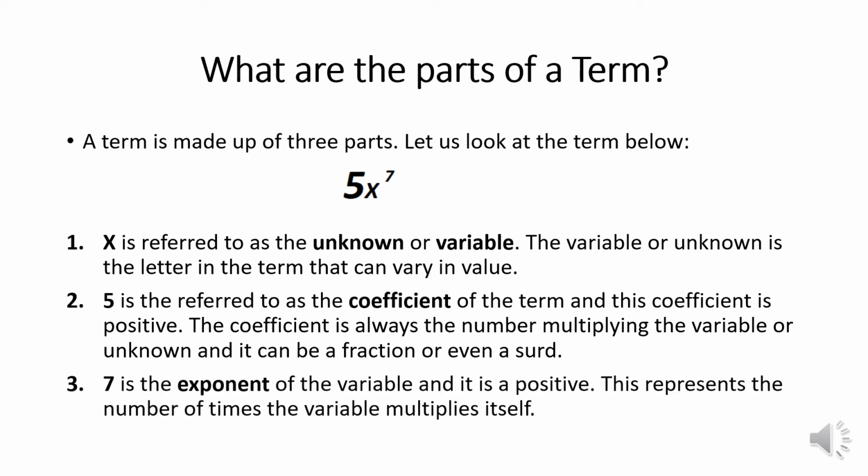Right. 7 is the exponent of the variable, and this exponent is also positive. Exponents can be negative or positive, but in this case we've got an exponent which is a positive value. The exponent represents the number of times the variable multiplies itself.